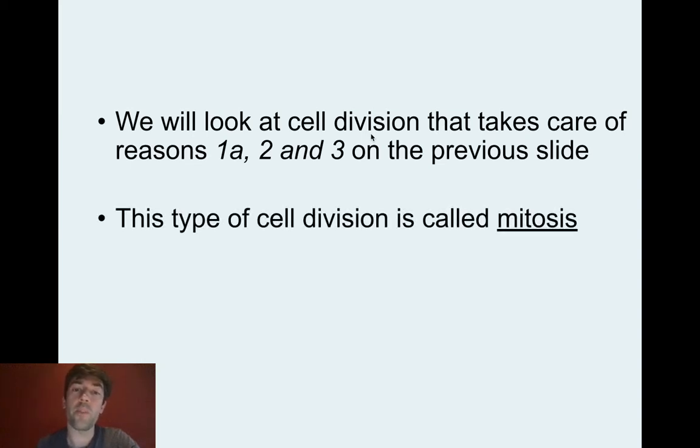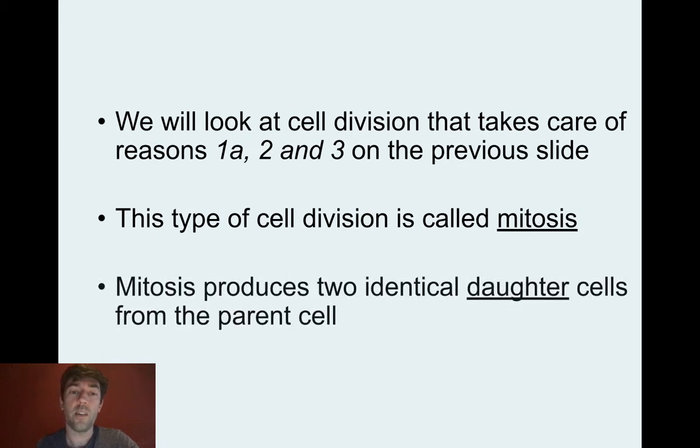So the name for the process here is mitosis. And we're going to go through all the different components of mitosis. So mitosis produces two identical daughter cells from the parent cell. The original parent cell basically splits into two. So it's not like there's no parent cell left over. So the parent cell splits into two daughter cells, and that's all that's left. There's no parent cell anymore.